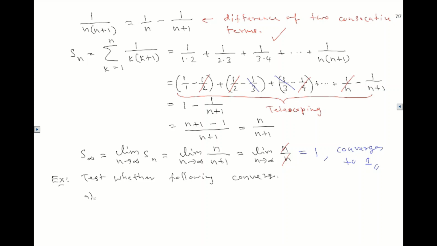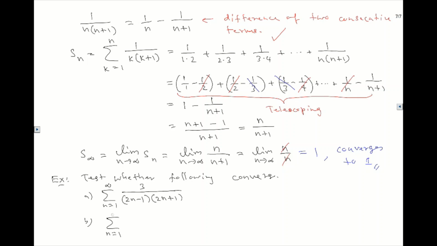Okay, so the first one, let's say sigma n going from 1 to infinity of 3 over (2n minus 1)(2n plus 1). Do the same thing: try to write the partial fraction decomposition. It's a very simple calculation, exactly like that.